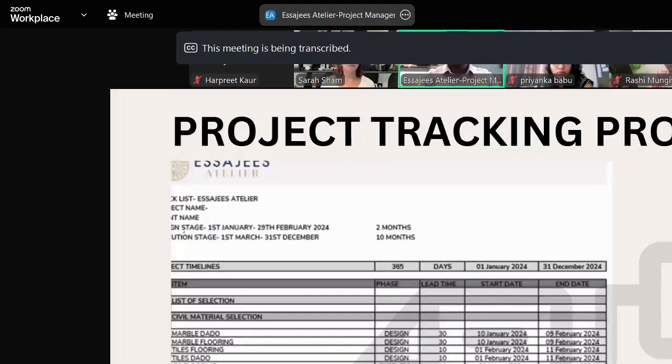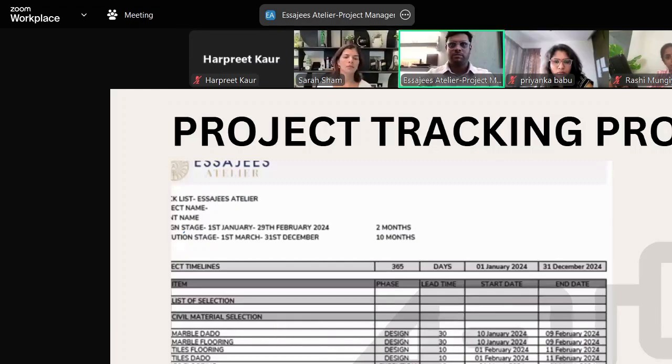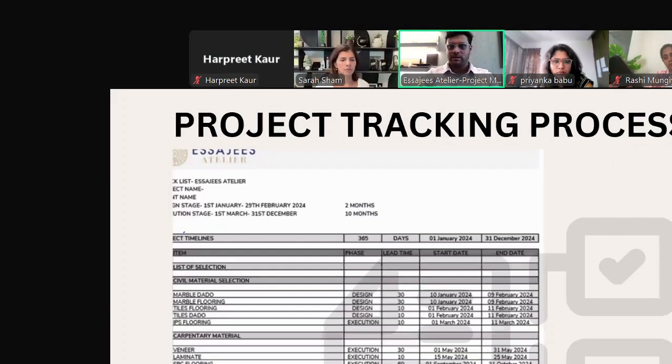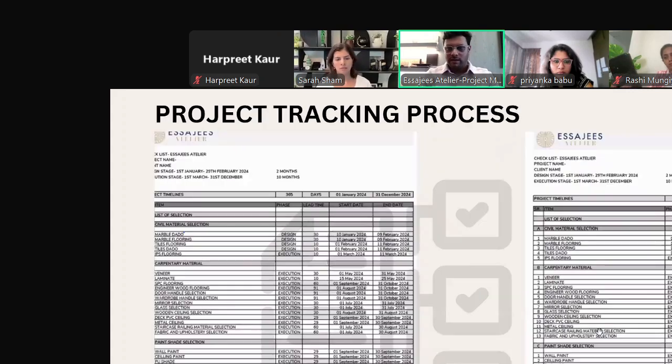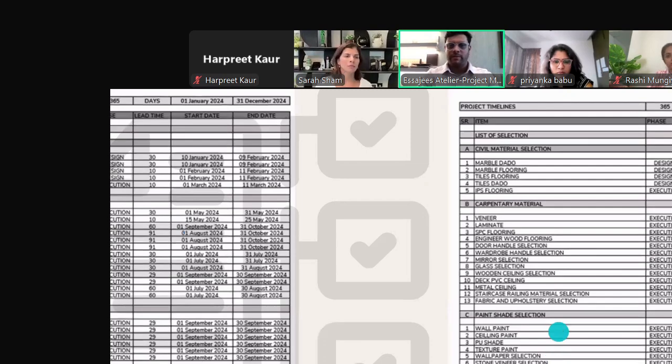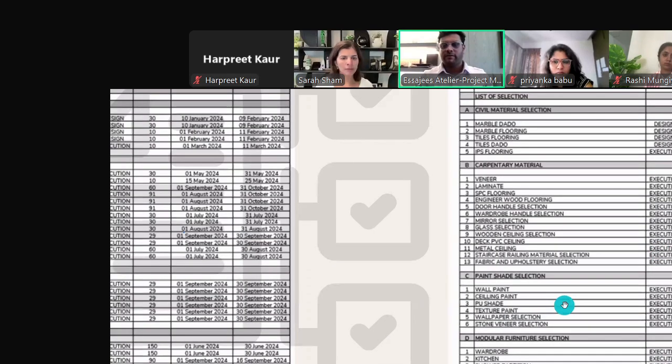Once we start any project on the execution stage, we do this documentation from the start, with project timelines and selection timelines. Basically, I am Tilda Palekar, working as an interior designer and project manager. This includes everything: room wise, paint shade, wallpaper. All selections have to be marked in green, so that if there are any pending ones, we can check on it collectively.